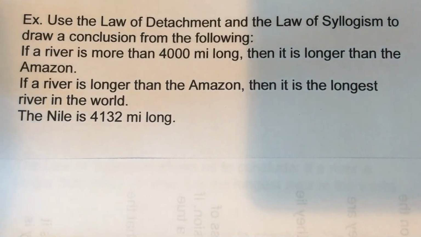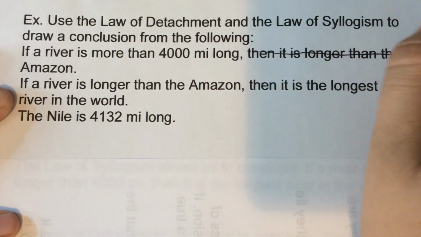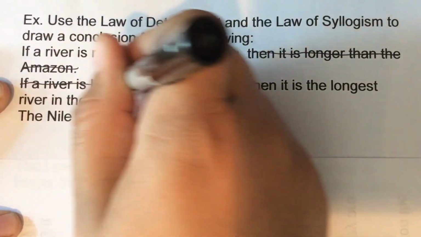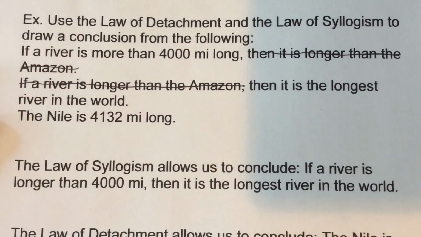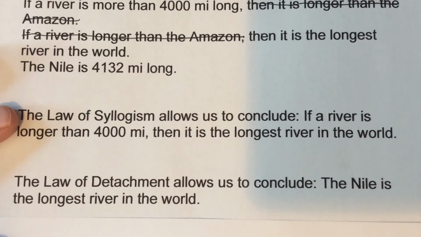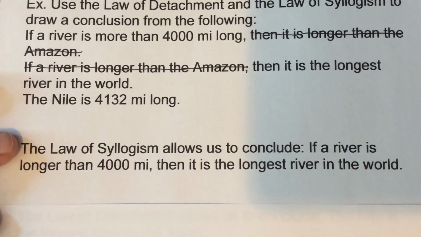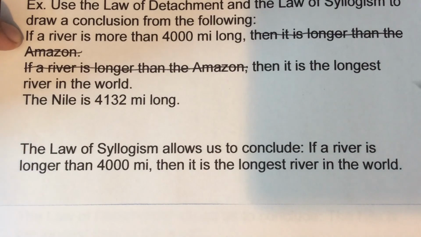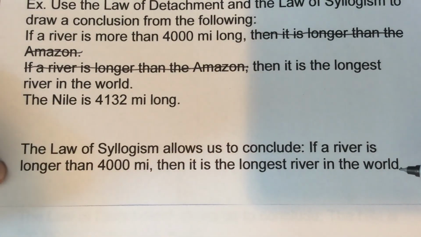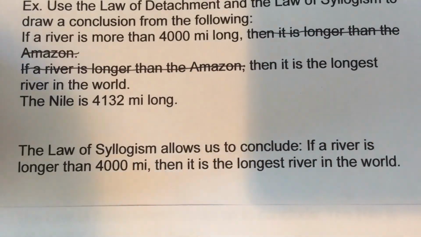Well, what overlaps here? What overlaps is that it's longer than the Amazon. So what's left, the law of syllogism would say, is that if a river is more than 4,000 miles long, then it's the longest river in the world. Law of syllogism. So you'd have something like this. Law of syllogism, this is what we get.